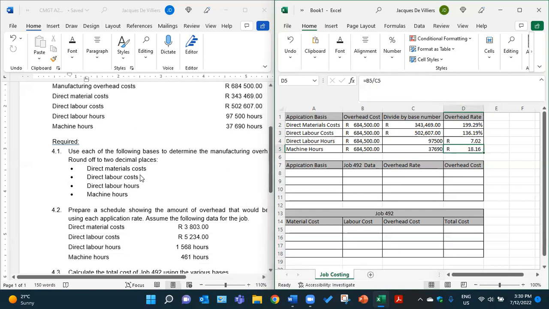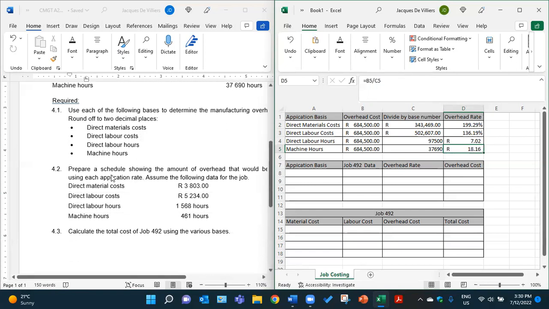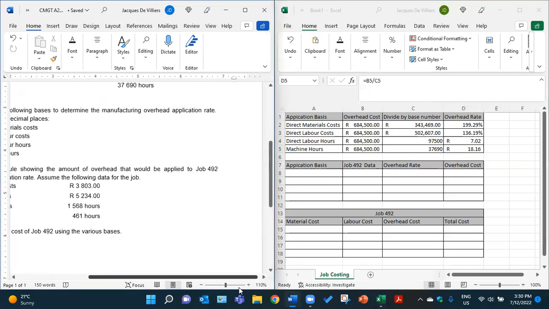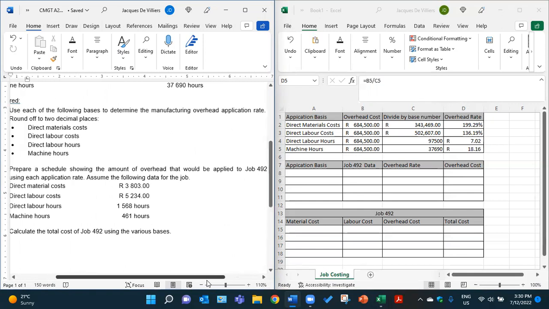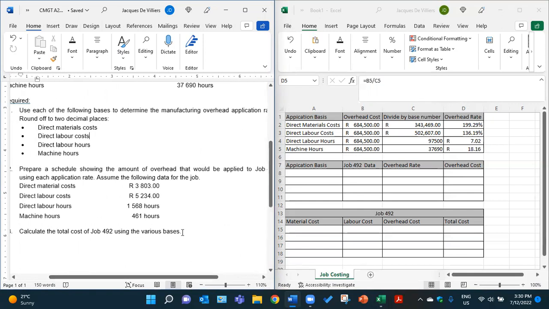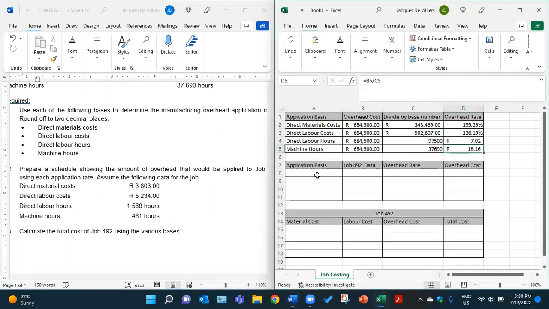So that's the first thing we were supposed to do. Now, what do they say next? They say, prepare a schedule showing the amount of overhead that would be applied to job 492 using each application rate. Assume the following data for the job. Now, this is the job data, the reality of it. So now let's look at the application basis again. It will be the same application basis that we just had at the top. Here we put in the job data for job 492.